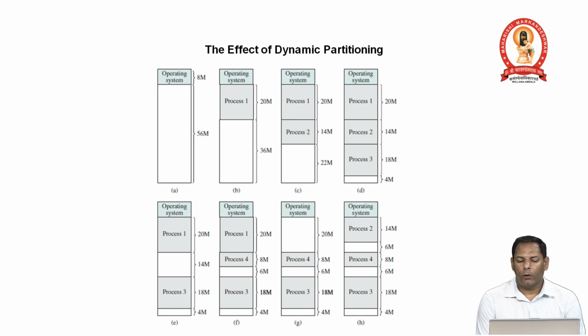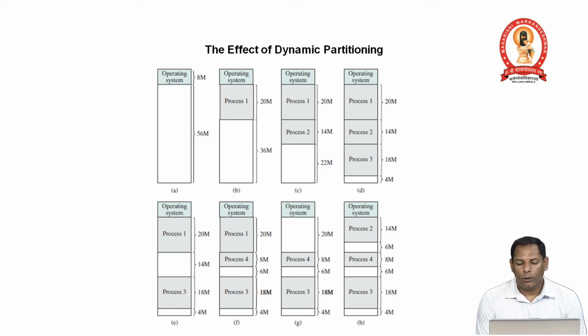Now at a later time in figure F, process 4 enters the system which only requires 8 MB of memory space. We will allocate this space from the 14 MB to this process, and we have the remaining 6 MB of space here which is unused. Now process 1 moves out of the system, that is, it is swapped out for some reason, and process 2 is again brought into the system, and we will allocate 14 MB of space from the 20 MB to process 2, and we now have 6 MB of space which is unused.